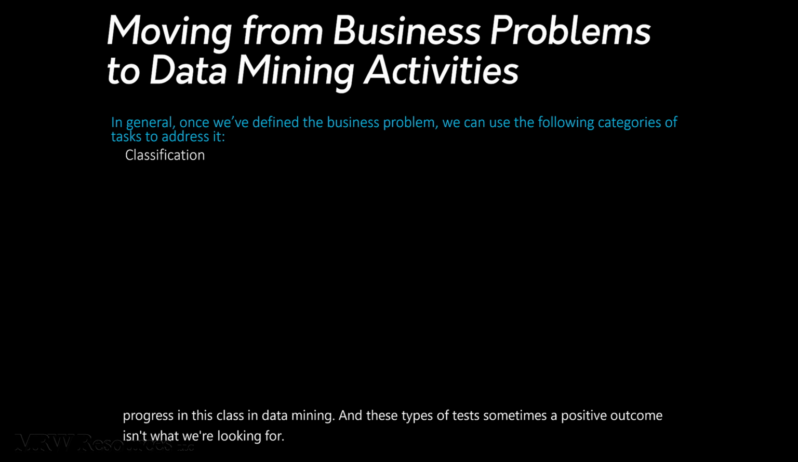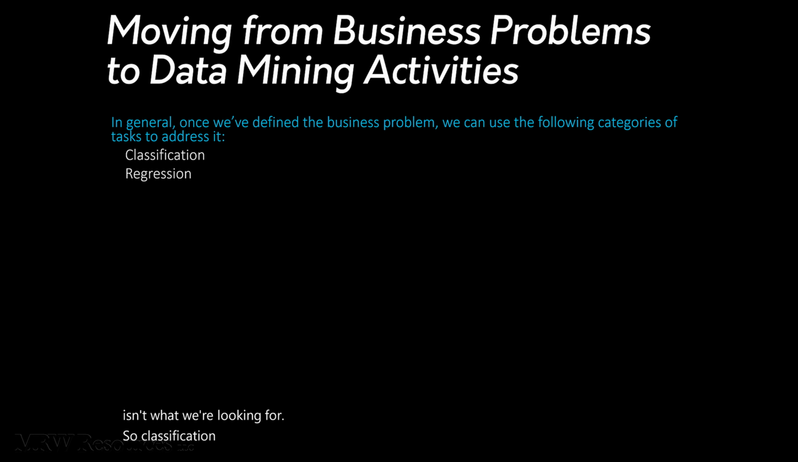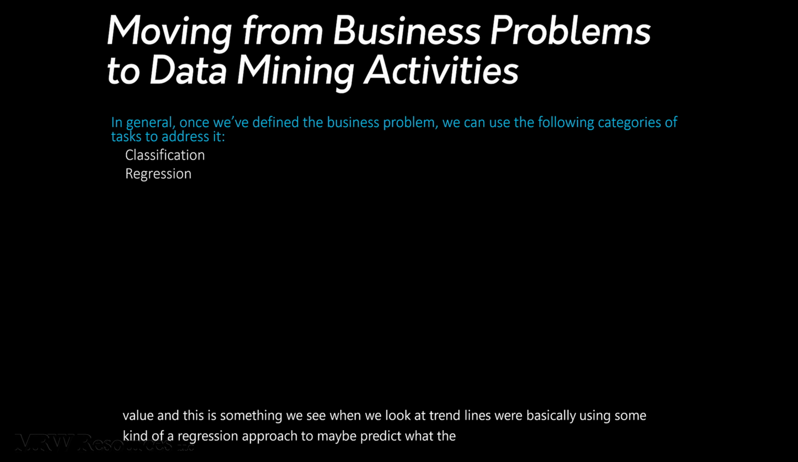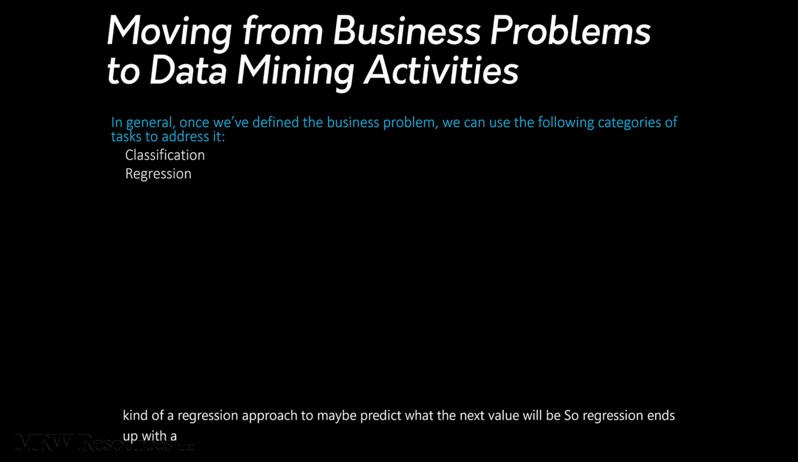So, classification, class probability. The next one is regression. In this case, we're estimating a value. This is something we see when we look at trend lines. We're basically using some kind of regression approach to maybe predict what the next value will be. So regression ends up with a numeric value prediction.